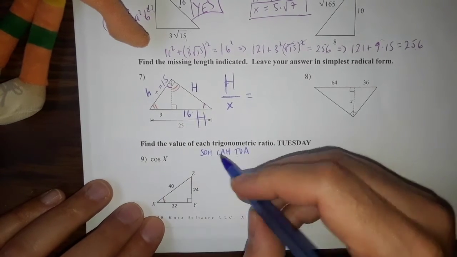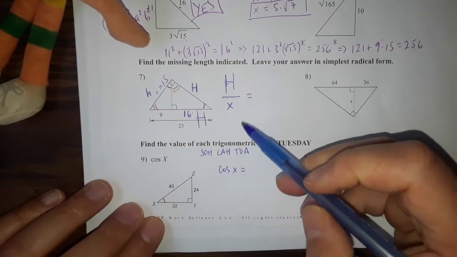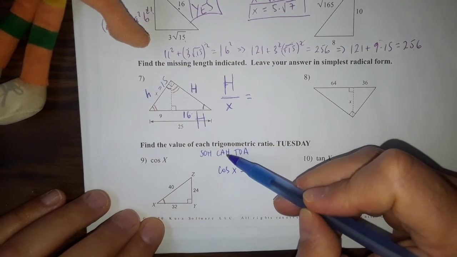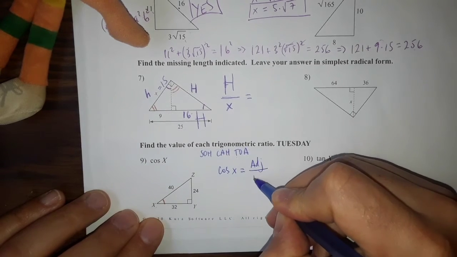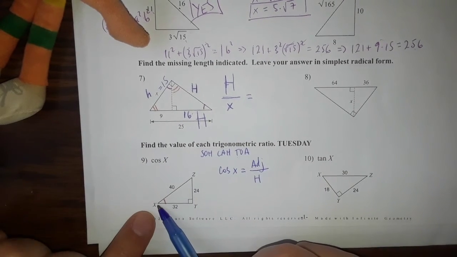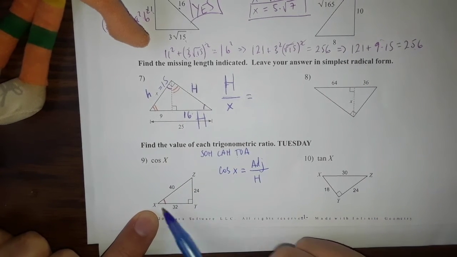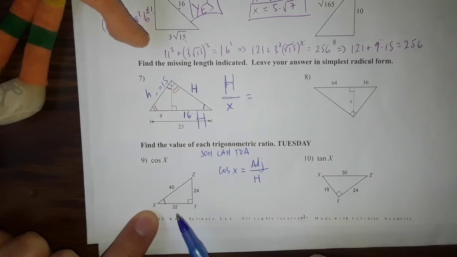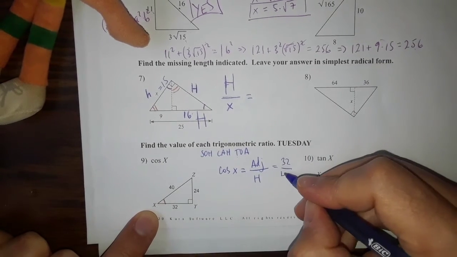As it asks cosine of an angle, here we go: adjacent from that angle over hypotenuse. Which one is the adjacent? Remember, the adjacent is always the side that is touching that angle. Opposite of x, adjacent of x is the one touching. So the one touching is this one, which is 32. So it's 32 over the hypotenuse, which is 40.